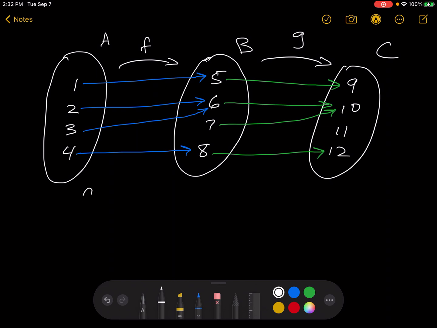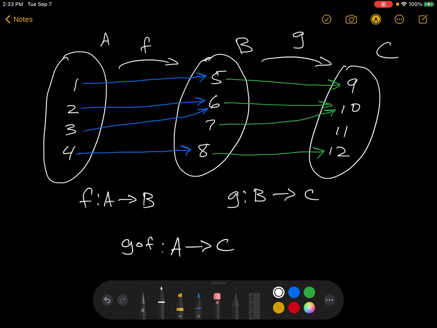So we have F from A to B, and G from B to C. And now the composition is going to go from A to C. And the way we write this is G composed with F. Now this might seem backwards. You might be saying, well, why is it G composed with F and not F composed with G? We start with F and then go to G. That's a good question. So why is that?